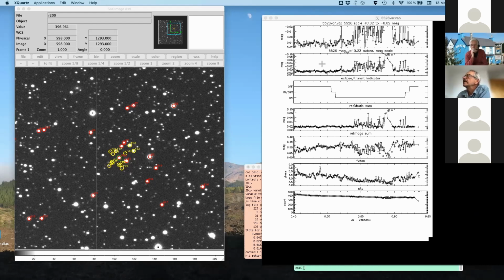Okay. This is another view of the same. We have here an indicator that comes out of the ephemeris, of when the eclipse or the transit should be. So we observe fairly well set around this transit.